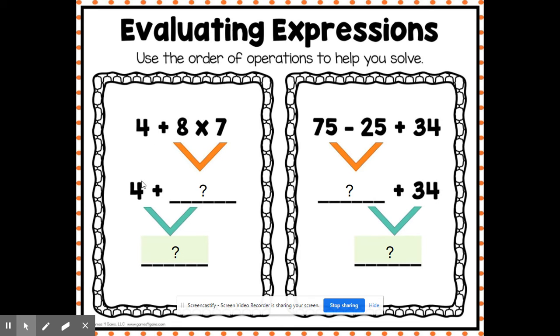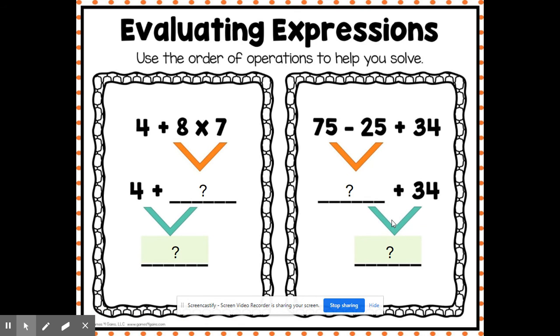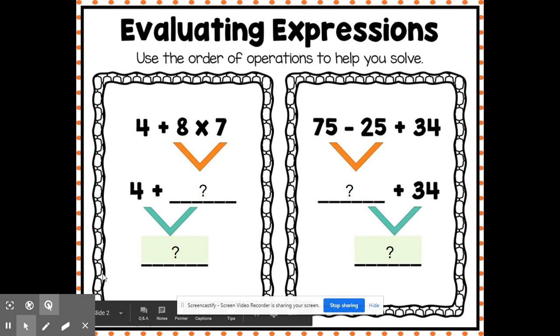Then notice that they brought everything down that they did not use before. Then I'm going to do 4 plus whatever my product of 8 times 7 is. Then I'm going to add 4 plus the product of 8 times 7, and what does that equal? You're going to do that on this side, 42, okay?